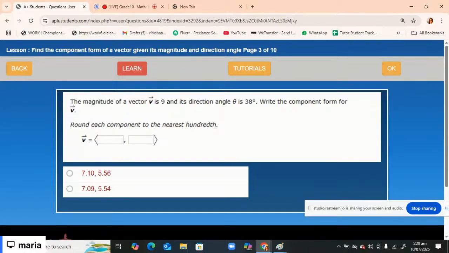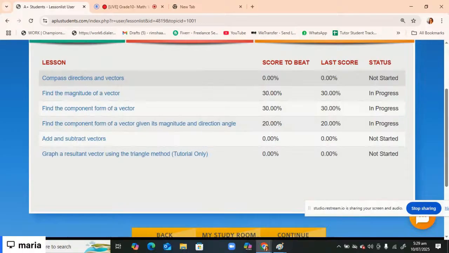So the magnitude of the vector is given, which is very small, that is 9, and theta is given, that is 38. Okay, so first of all finding the magnitude. Now first of all finding cos 38, then multiply with 9, then sine 38 multiplying with 9, and that's it. So hope you guys understand this lesson. Solve the rest of the test questions regarding this lesson by yourself.